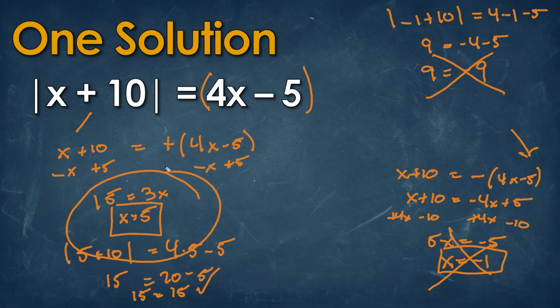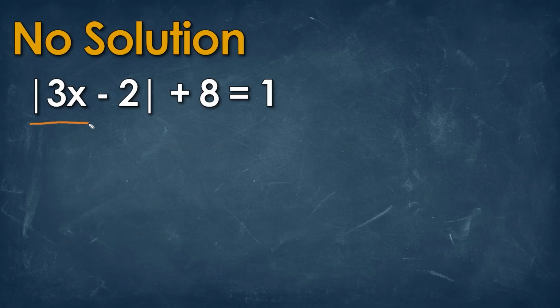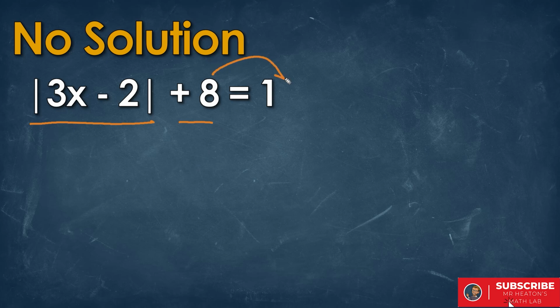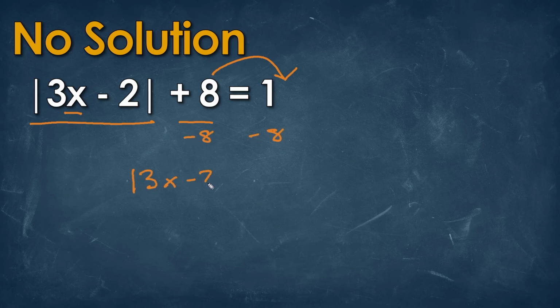So there is one solution here, for x is equal to 5. To solve this equation, since we have an absolute value plus a numerical number, we have to move this numerical number to the other side. We have to have the absolute value by itself so that we can solve for x. If we do this, we're going to subtract 8 on both sides, and we're going to get that 3x minus 2 is equal to negative 7.